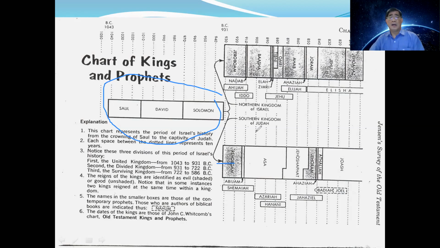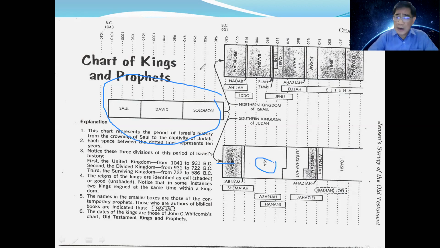Now, in my first lecture, when I was doing music and worship, I asked, why is some of this chart white and some of it shaded? Someone gave me the correct answer: shaded means they were evil kings, white means they were good kings. You can see some white numbers here, Asa, they are all white, whereas the northern kingdom is shaded.